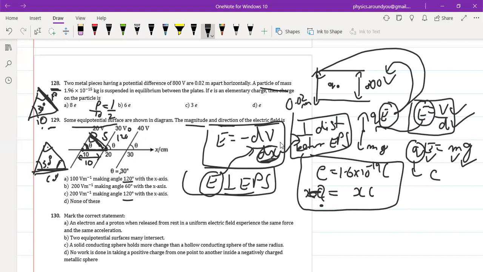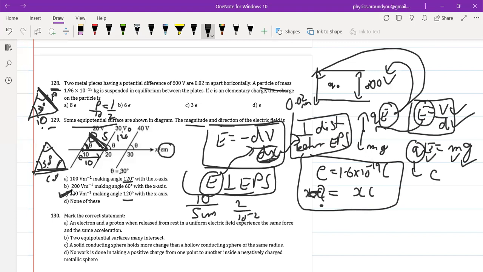Okay. So that is the trick over here. E equal to minus dV by dx. So it should have a 2, not a 100. It should have a 2 somewhere around it. And this is in centimeters, mind you. Biggest catch, centimeters. So when you take this distance, it is 5 centimeters, right? The voltage difference is 30 minus 20, which is 10. 10 by 5 into 10 power minus 2. So 10 power minus 2 goes to the numerator, 200 volt per meter, making an angle of 120 degrees with the x-axis.